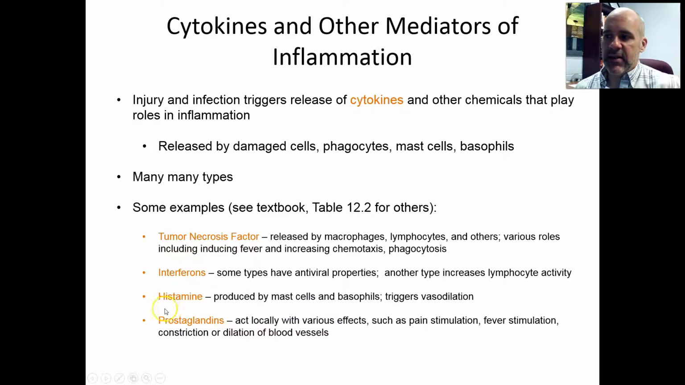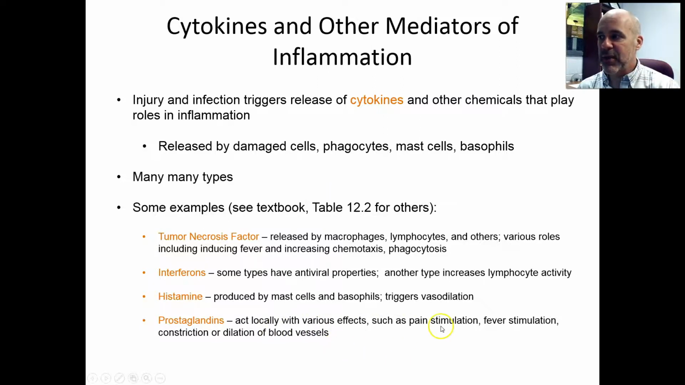Then prostaglandins, that's a broad term. There's more than one type of prostaglandin, but those are local cell signaling molecules that have many different functions in different parts of the body. So they're involved in pain stimulation, fever stimulation, and also constriction or dilation of blood vessels, interestingly enough. So when you take something like Tylenol or ibuprofen, that's a medication that reduces prostaglandin synthesis.